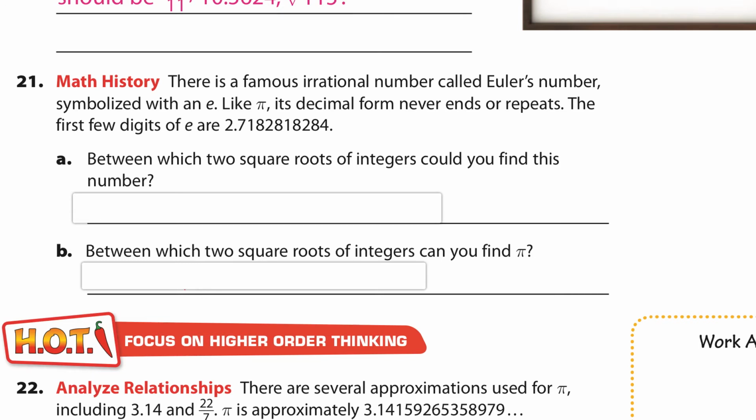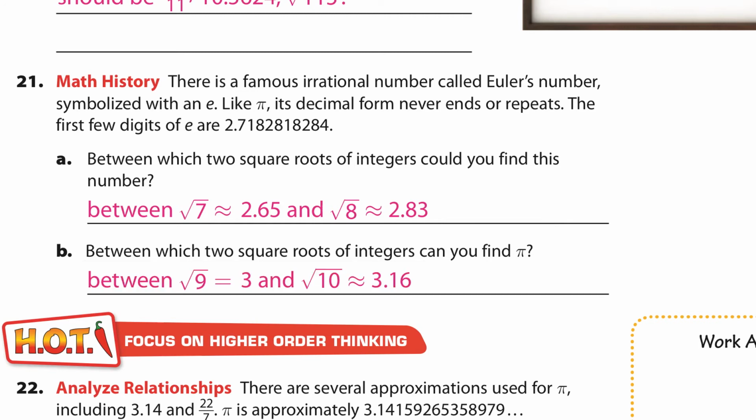Yeah, I would say so. Let's see what they say here. Even closer. I mean, I said 2 and 9, and they tighten it up a little bit. Okay. And between which two square roots of integers can you find pi? Let's see. Well, to be as precise as possible, you can do square root of 9, square root of 10.